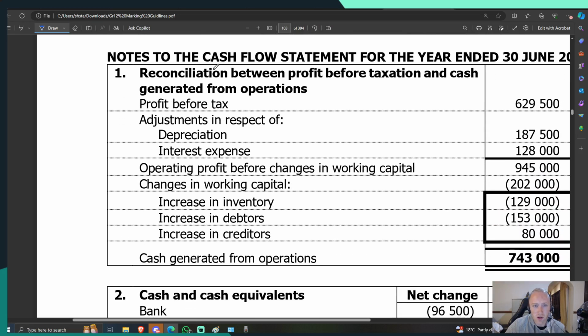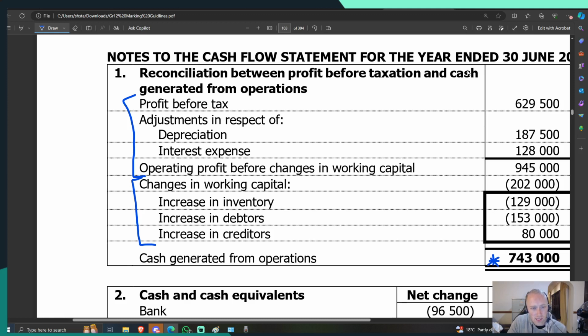Here's Note 1, Notes to the Cash Flow Statement. Note 1 has quite a long and laborious name. The name is Reconciliation between Profit Before Taxation and Cash Generated from Operations. It's quite a laborious name, I know. Now, what we are doing here essentially, or I should rather say, this note to the cash flow statement can be split into two parts: getting to our operating profit before changes in working capital, and then adding or subtracting our changes in working capital. And the answer will be your cash generated from operations.